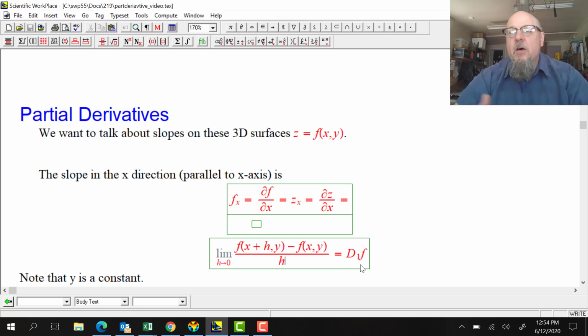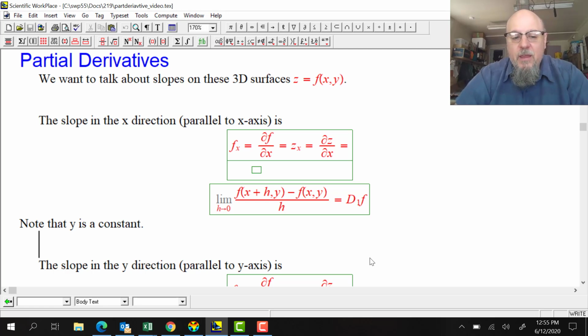Another notation, which I don't use but you might see in some books, is big D sub 1, which means the derivative with respect to the first variable, the subscript 1, of the function. I don't use that notation, but you might see it someplace. Now, y is a constant.